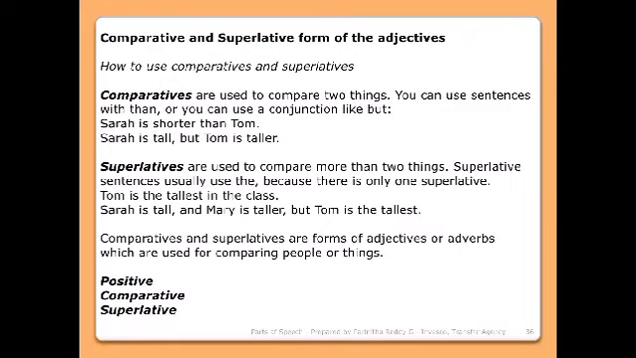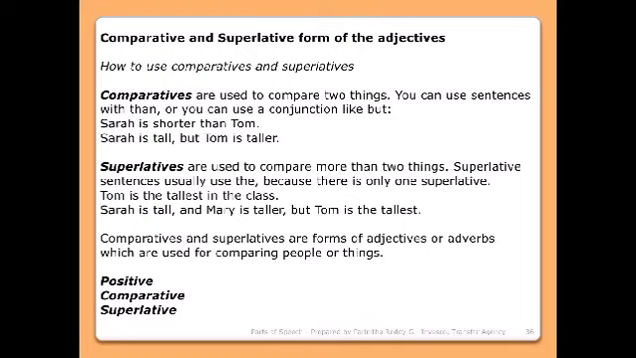You can use sentences with than, or you can use a conjunction like but. Sarah is shorter than Tom. Now you can see that two persons are being mentioned in this sentence, Sarah and Tom. So there's a comparison between them, and we will use than: shorter than. Sarah is tall, but Tom is taller.